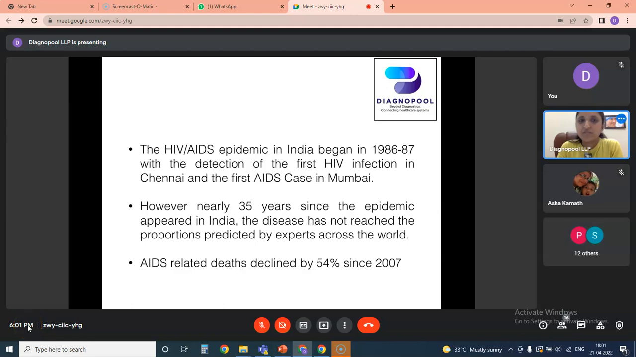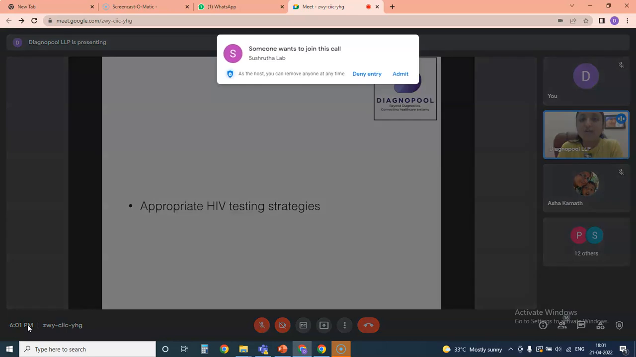It's been 35 years since the epidemic appeared in India. The disease has not reached the proportions which were predicted by experts across the world, and AIDS-related deaths have declined by 54% since the year 2007. All this is mainly because of the newly advanced HIV testing strategies.